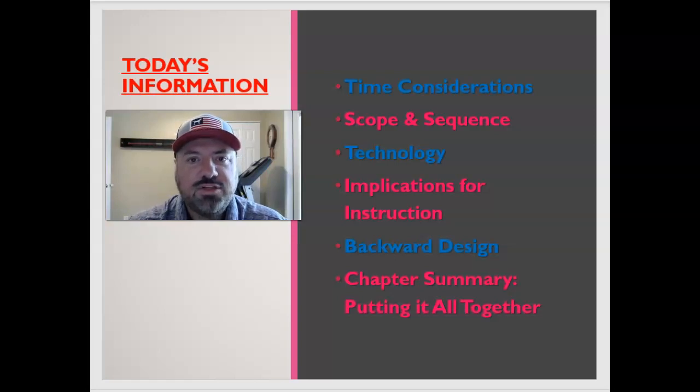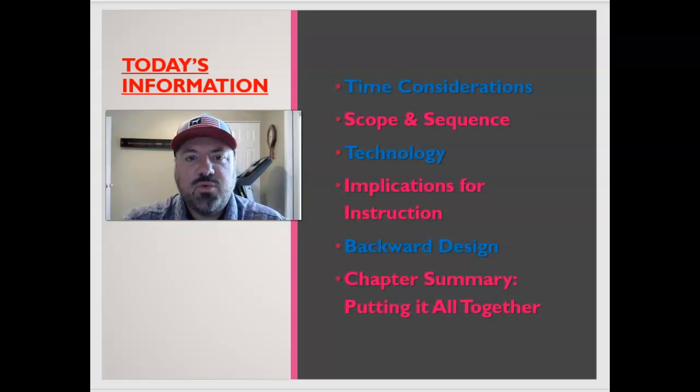We will look at the definitions of scope and sequence. You probably know those before, but we'll dig a little deeper into what the scope and sequence of a curriculum is. We'll talk about technology and its uses and the things you have to consider, so considerations for technology in the physical education curriculum and classroom. We'll talk about some implications for instruction. Although we've talked about this some, we'll dig a little bit deeper into the backward design process. And then we will pull it all together with a chapter summary and give you your cumulative, summative assignment for this chapter. So let's get going.